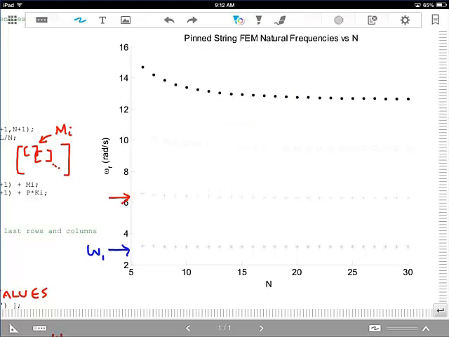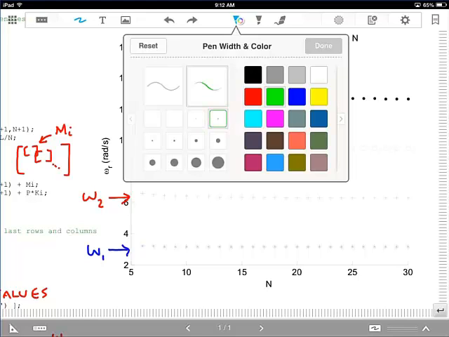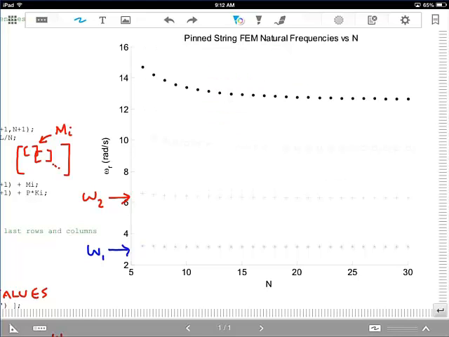Omega 2. But you can see that these basically are converging from above. 3 pi is somewhere in here. You can see that they're coming down and approaching the actual value. So, for example, if you needed to get your first natural frequency and mode shape good, just for the first mode, you might pick n equal 10.